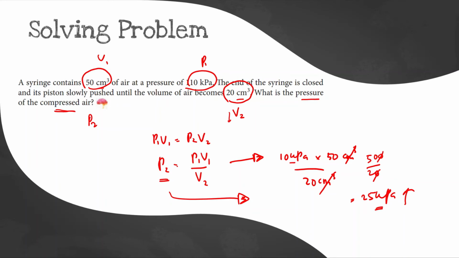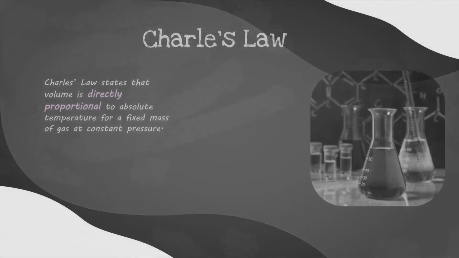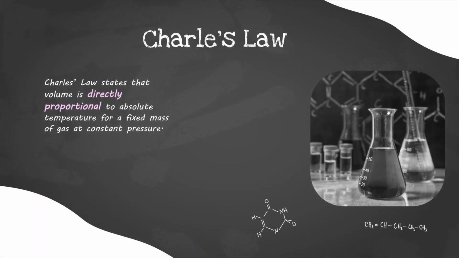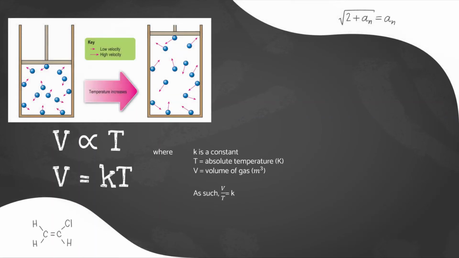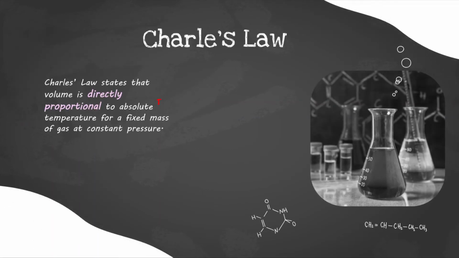Now let's go to the second gas law, which is Charles' law. This guy Charles discovered, or deduced, this Charles' law. So he says that volume is directly proportional to the absolute temperature, which is T. Why do we call it absolute temperature? Because T should be in Kelvin. So Charles' law states that volume is directly proportional to absolute temperature for a fixed mass of gas at constant pressure.